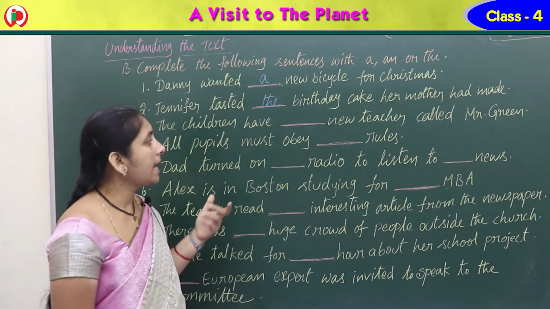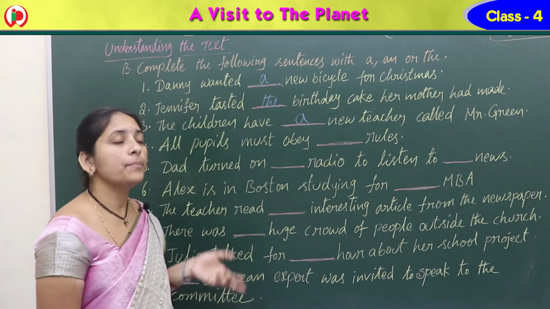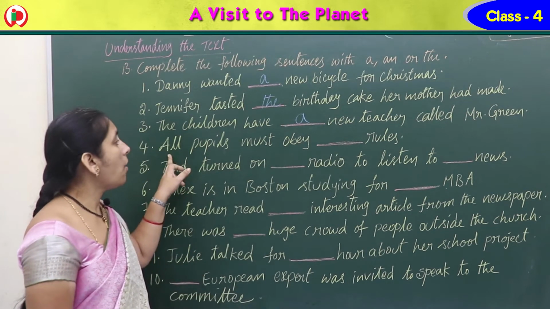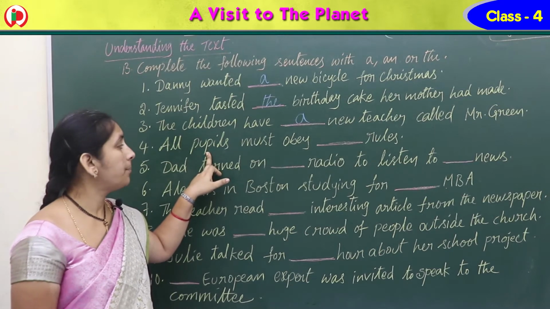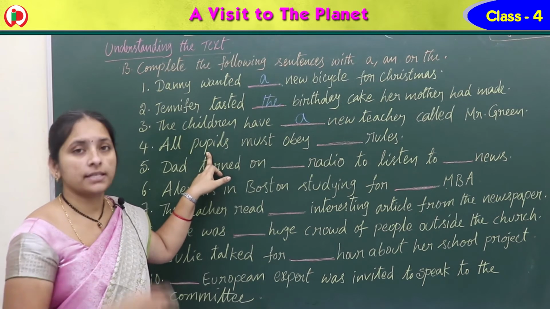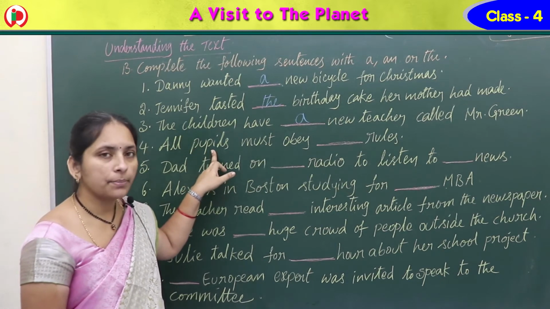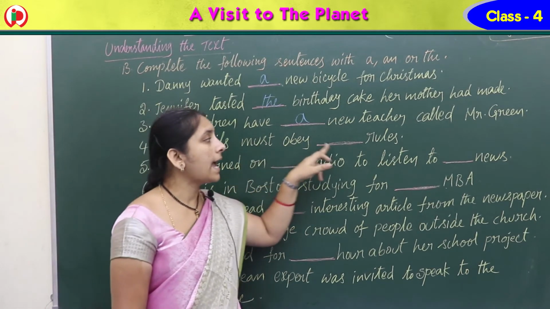So, the children have a new teacher called Mr. Green. Next one, all peoples. "Peoples" here, P-E-O-P-L-E, is not correct. It should be P-U-P-I-L-S. What is "pupils"? Yes, students. P-U-P-I-L-S, pupils means students. So all pupils must obey dash rules.